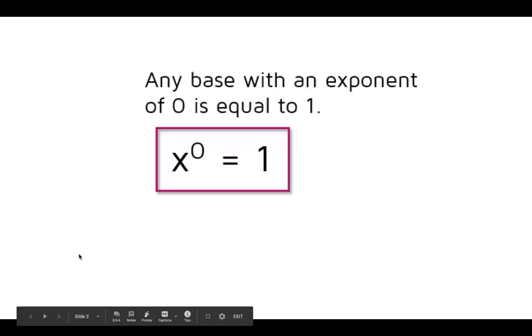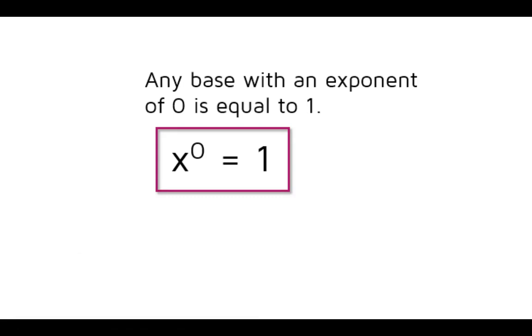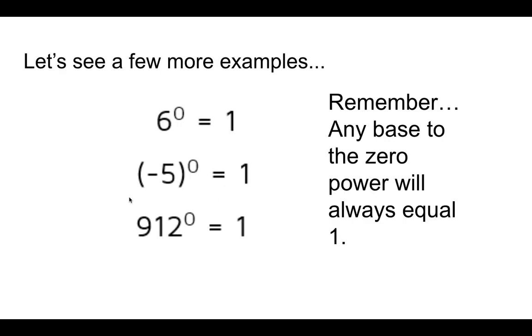And this is kind of the definition of it. Any base at all, x can be anything, any number to the 0 power is going to equal 1. All right, so it's pretty cool. Any base with an exponent of 0 is equal to 1. That's what we wanted you to see here. Let's try just a couple more examples to make sure we have it.